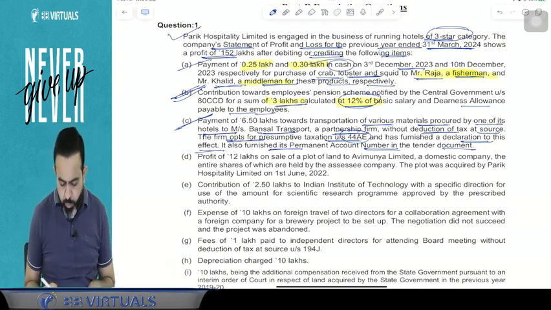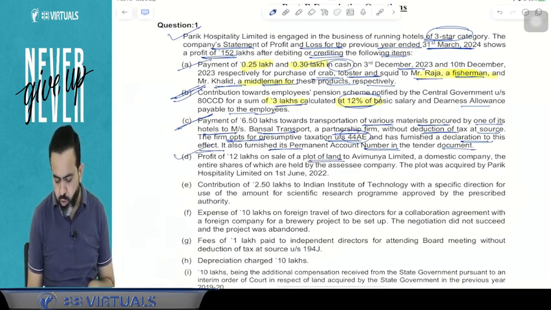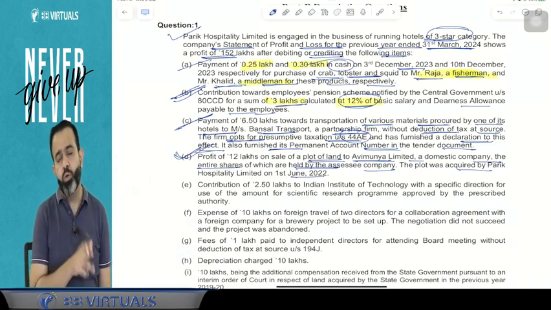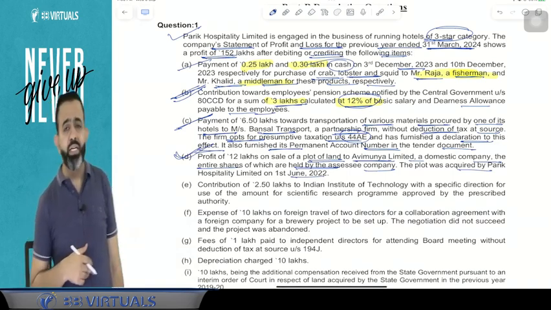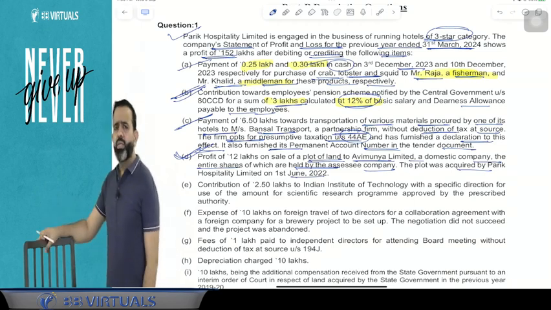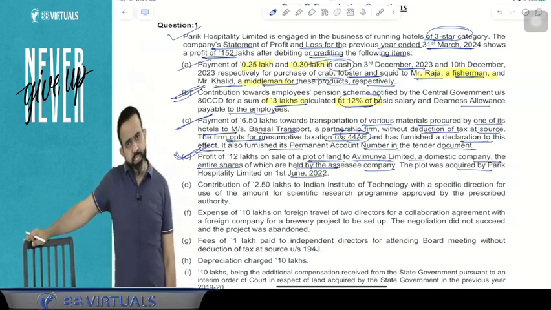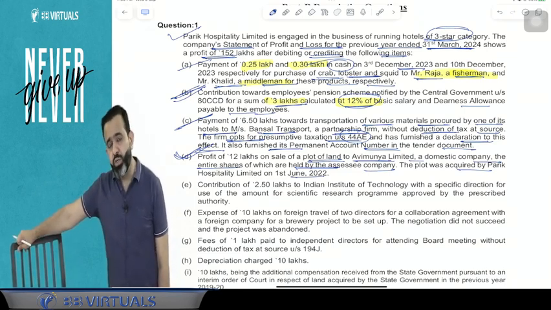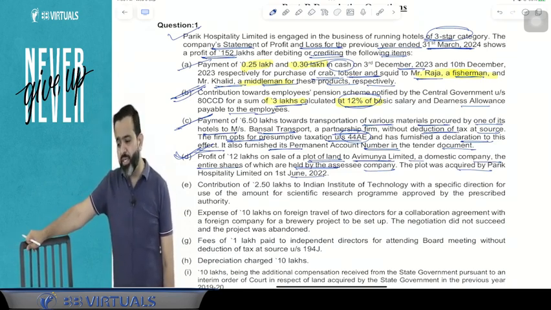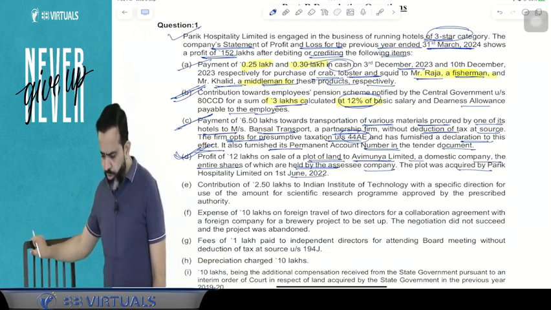Now, next part. Profit of 12 lakh on the sale of a plot of land to Avimanyu Limited, a domestic company, the entire shares of which are held by the assessee company. The plot was acquired last year. Guys, here this profit of 12 lakh on the sale of the plot is a holding-subsidiary company transaction. If a holding company transfers an asset to a 100% subsidiary company, or a subsidiary company transfers an asset to the holding company, then it is not treated as a transfer. Capital gain is not applicable. So here capital gain is not going to apply.